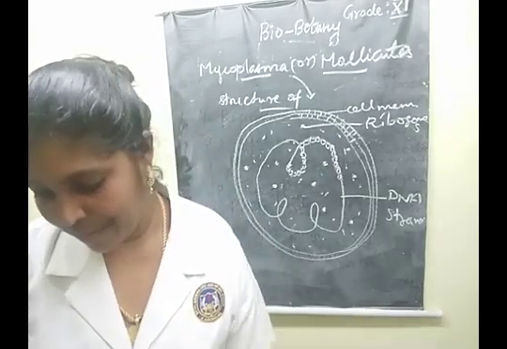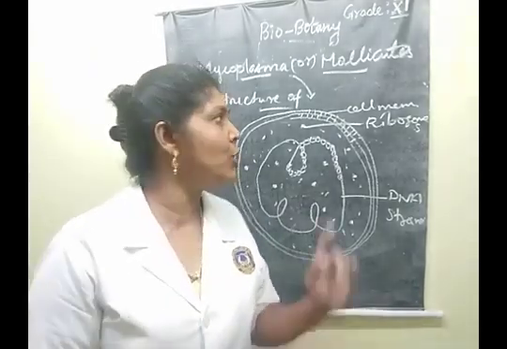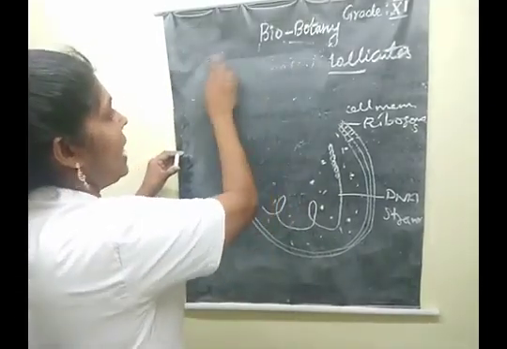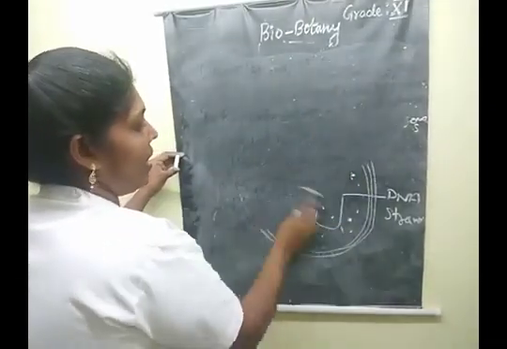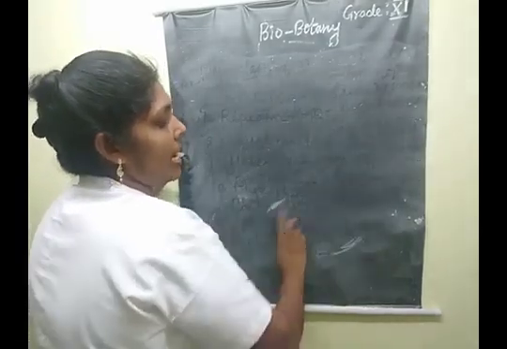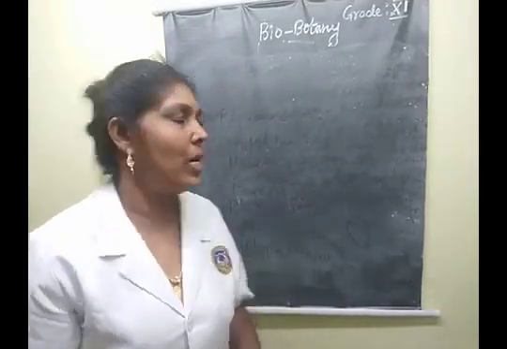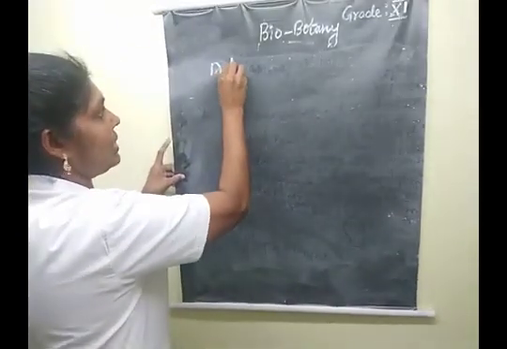The next one, we are moving to the next topic, actinobacteria. Actinobacteria come under the classification of actinomycetes. Actinomycetes class only comes under actinobacteria.